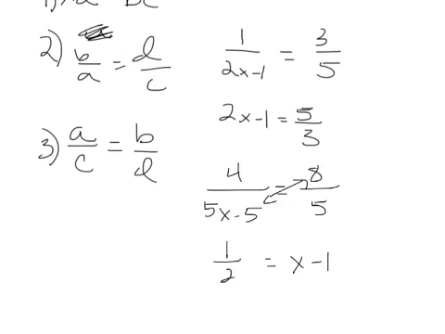Because the cross product would have given us 20 equals 40x minus 40. But by switching the locations of the 8 and the 5x minus 5, I can reduce it to something that's much more manageable without doing much work.